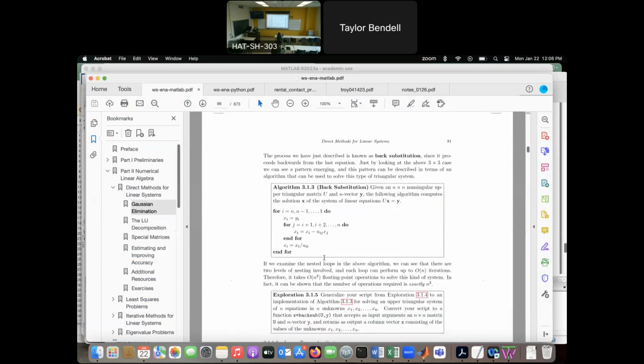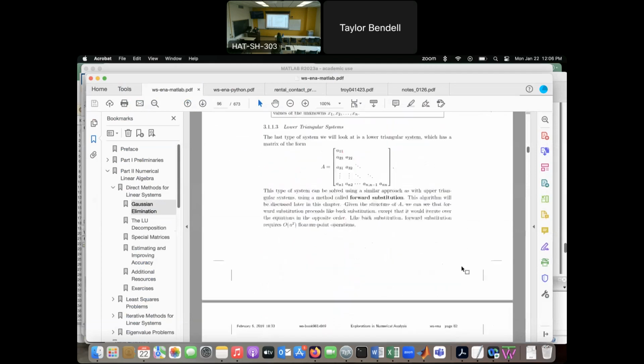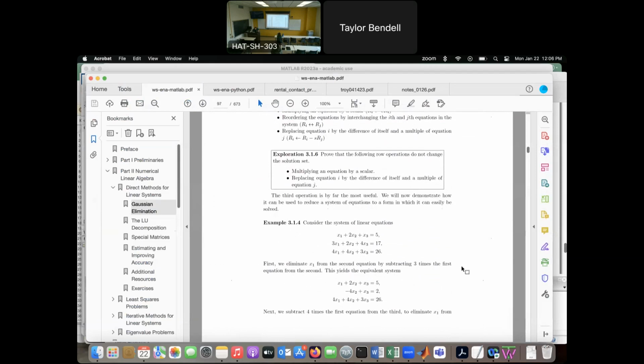Okay, those are pretty short MATLAB problems. Yeah, so you're working with a script from previous problems, previous ones for a 3x3 upper triangular system, but now an n by n one. So basically what you're doing is you're implementing this algorithm. It's like translating this into MATLAB syntax.